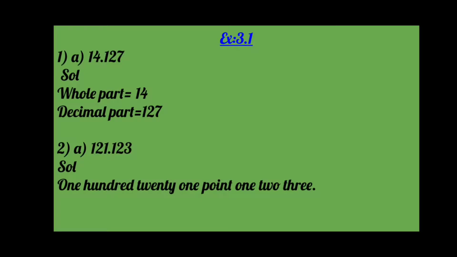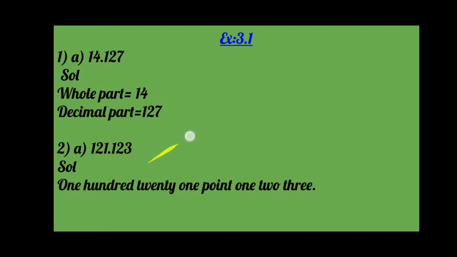Let us solve some problems from exercise 3.1. Question number 1a. You have to write the whole part and the decimal part. We know that the numbers before the point are the whole part, so 14 is the whole part, and the numbers after the point are the decimal part, so 1 to 7 is the decimal part.